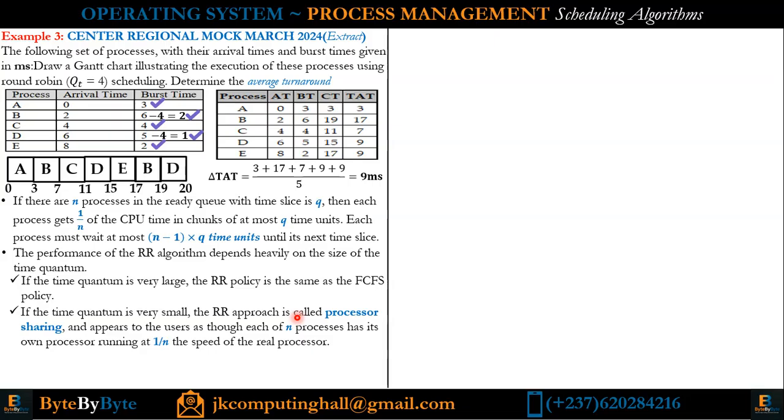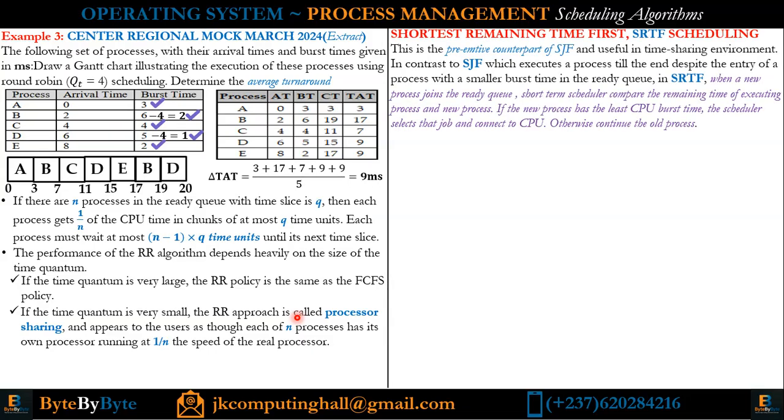We move to the next scheduling algorithm, which is shortest remaining time first, SRTF. This is the preemptive counterpart of shortest job first and useful in time sharing environment. So just like the round robin, shortest remaining time first, also known as shortest remaining job next, is useful in time sharing environment. In contrast to shortest job first, which executes a process till the end despite the entry of a process with a smaller burst time in the ready queue.